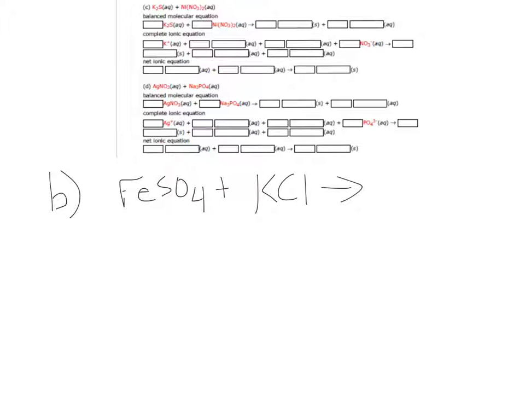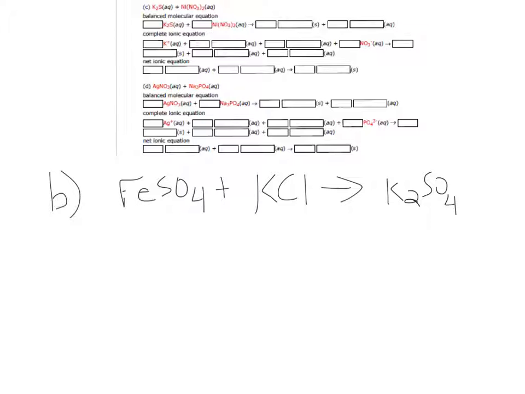Once again, like we did in Part A, to write the products we're just going to look for novel combinations of ions. As you know, in any ionic compound, the positive ion or cation is always listed first, and the negative ion or anion is always listed second. So we have iron(II) and sulfate, and we have potassium and chloride. The novel combinations of ions would be potassium paired with sulfate. Now, why did I put a subscript 2?